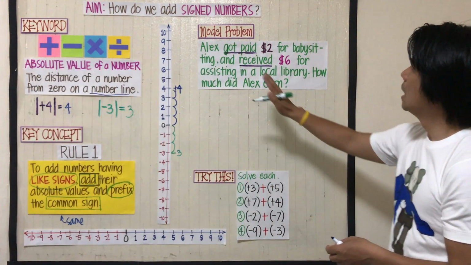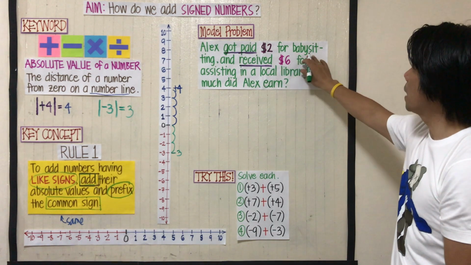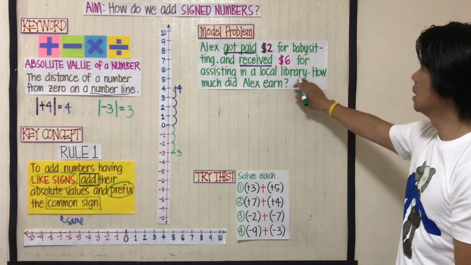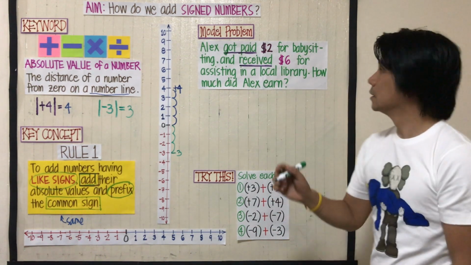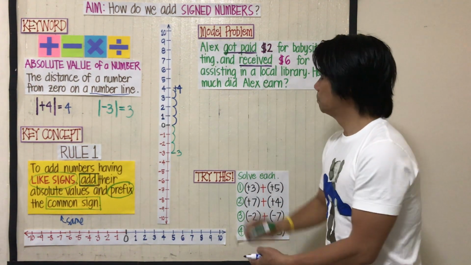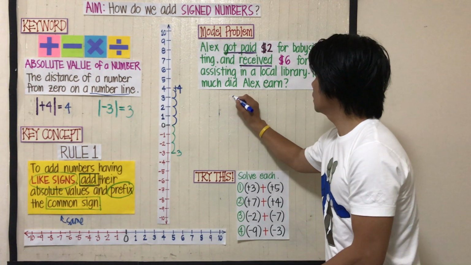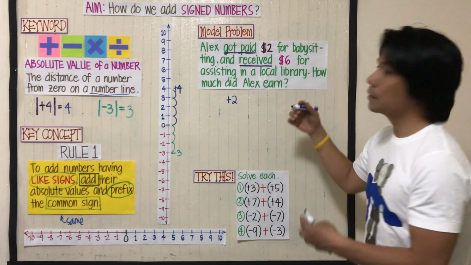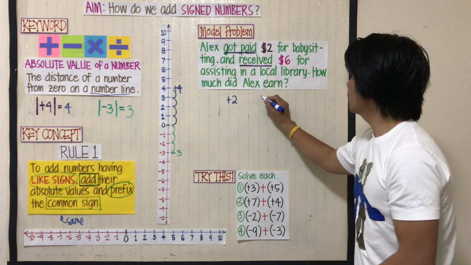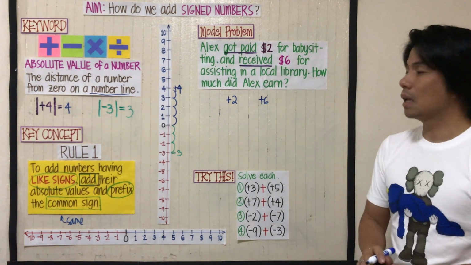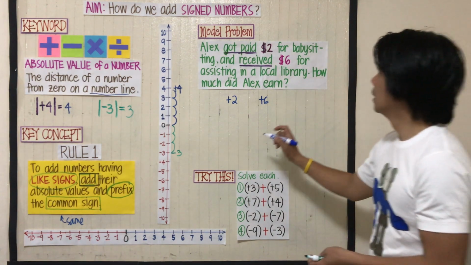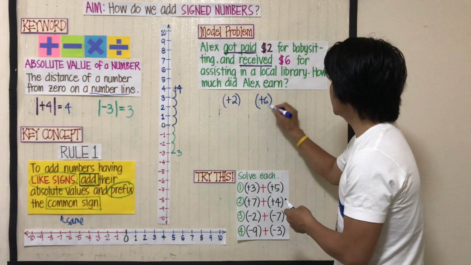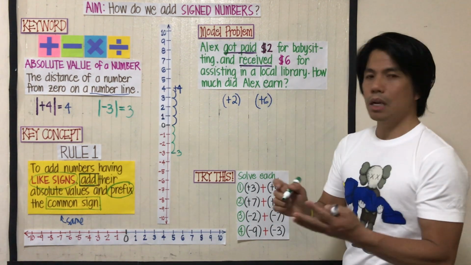It says here, Alex got paid $2 for babysitting and received $6 for assisting in a local library. How much did Alex earn? So Alex got $2, so he earned $2, so it's a positive, and earned another $6 for assisting in the local library.